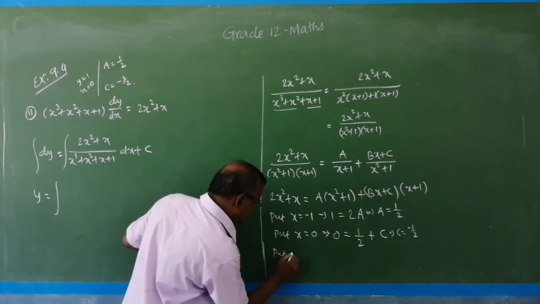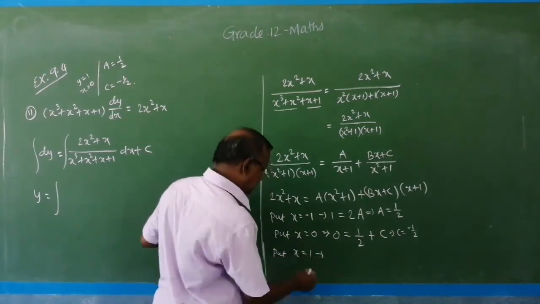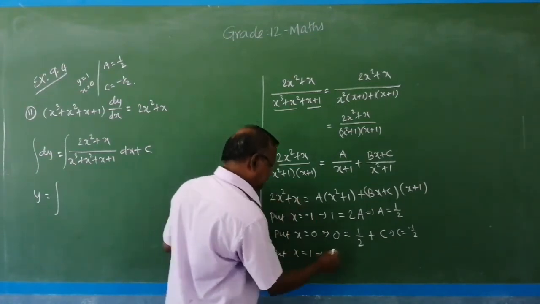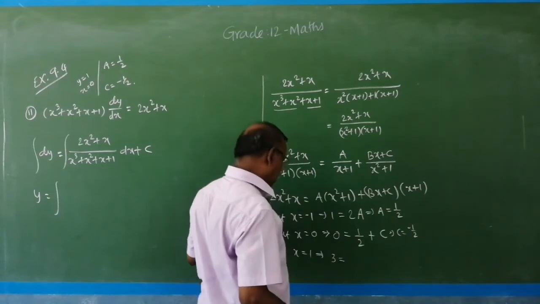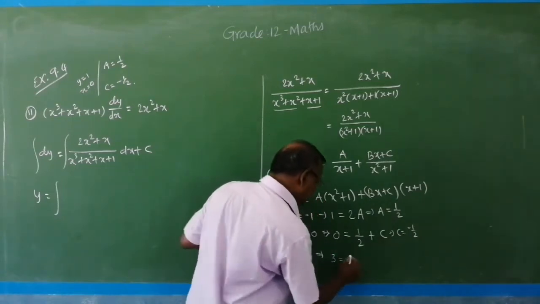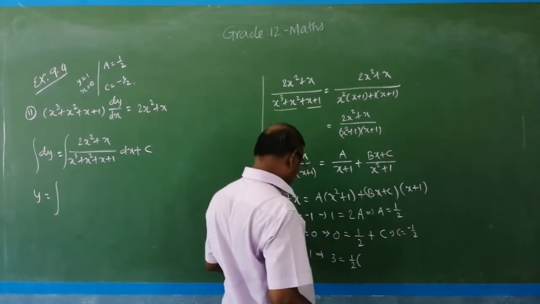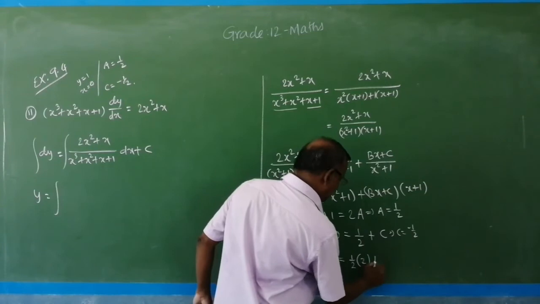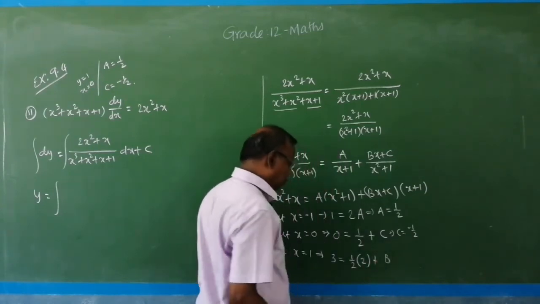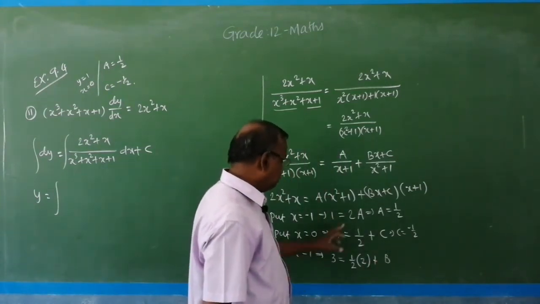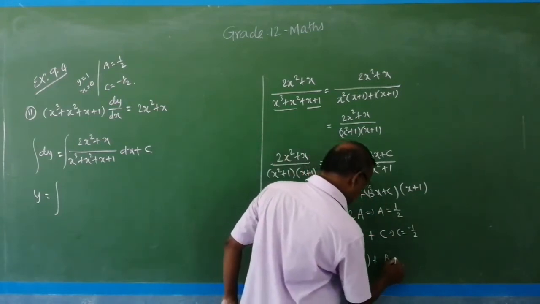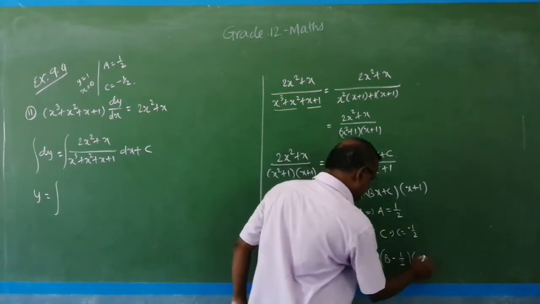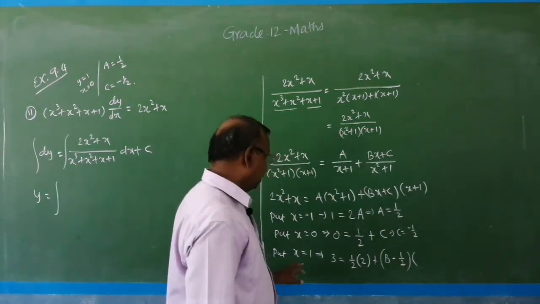So put x equal to 1, the simplest value. Substituting x = 1, 2 plus 1 is 3, so the LHS is 3. On the RHS, a equals 1 by 2 into, x equal to 1 means 1 squared plus 1, that is 2, plus b, which we don't know, so b into 1, plus c, which is minus 1 by 2, into x plus 1, that is 1 plus 1.